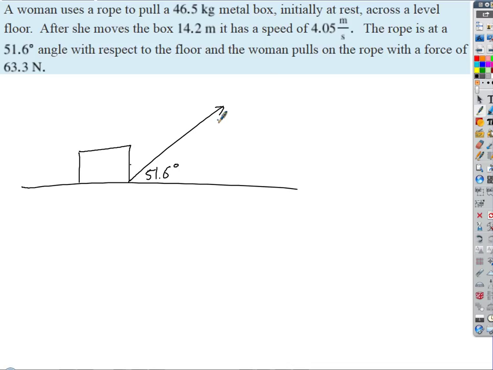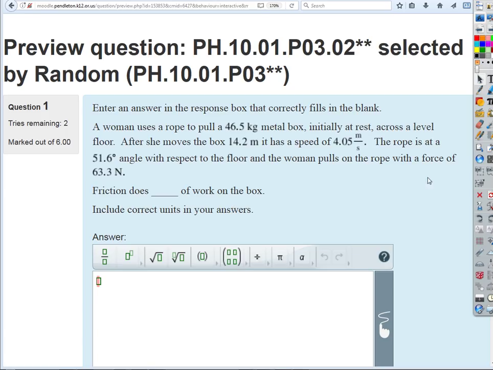Friction is what? How much friction? What do I want to know? How much work does friction do on the box? Okay.